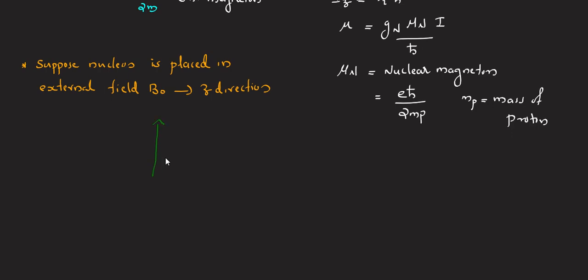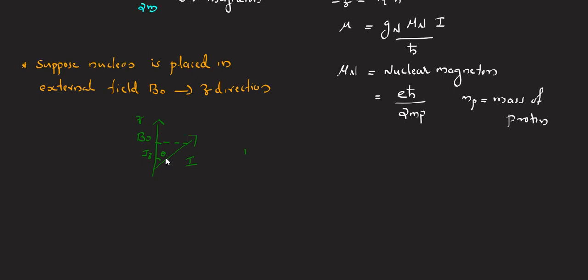This is your z direction. In the same z direction the magnetic field is applied, and suppose this is the nuclear spin vector I. This is theta, and this is the z component, Iz, the z component of your spin vector.